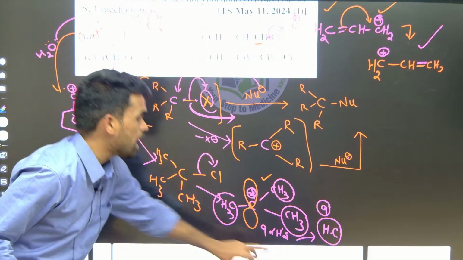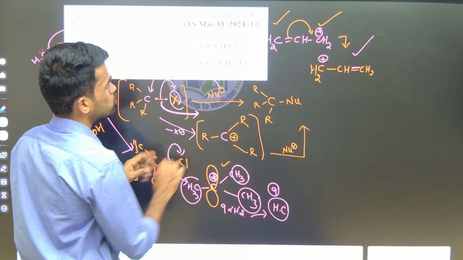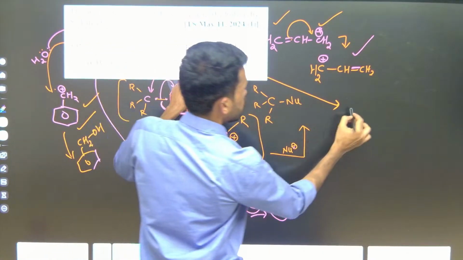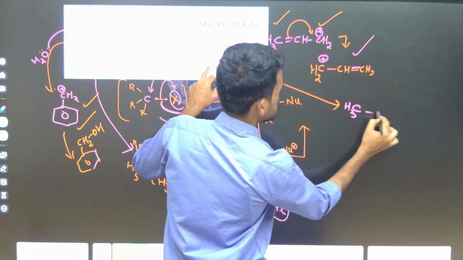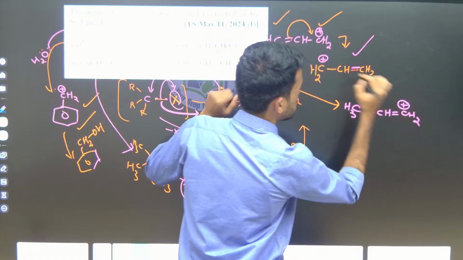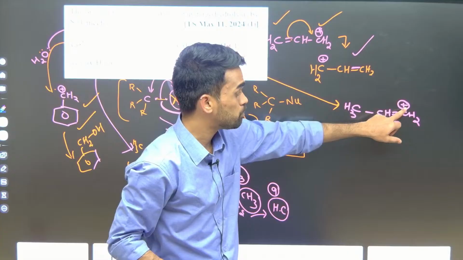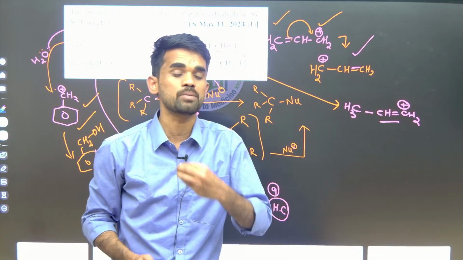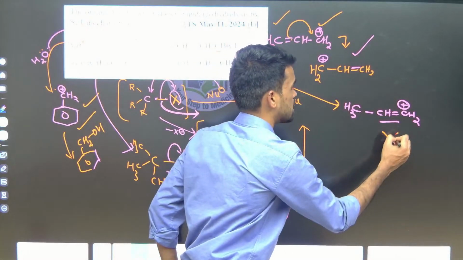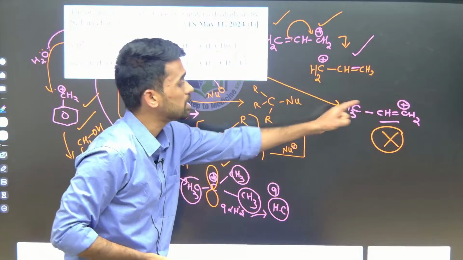There is only one option left, option D. Now try to remove this chloride ion from here. If you remove that chloride ion, you are going to get CH3, CH, double bond CH2, and this carbon will have a positive charge. Remember, whenever there is a double bond with a positive charge, we call it a vinylic carbocation. These vinylic carbocations are highly unstable. First of all, they won't form like this.